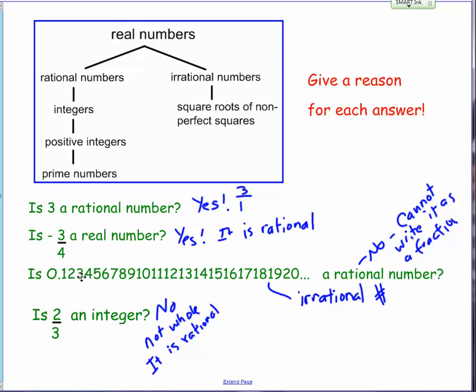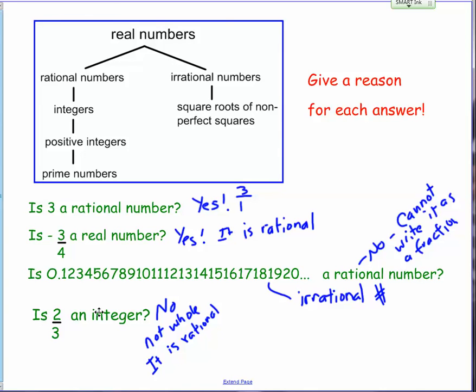This number has a pattern. I'm just writing the numbers 1, 2, 3, 4, 5, 6, 7, 8, 9, 10, 11, 12, 13, 14, 15, 16, 17, 18, 19, 20, 21, 22, 23, 24. So this pattern goes on infinitely, but because it continues and never repeats, I cannot ever figure out the denominator to write it as a fraction. So it is not a rational number. It's an irrational number. So it belongs over here, but it is real.